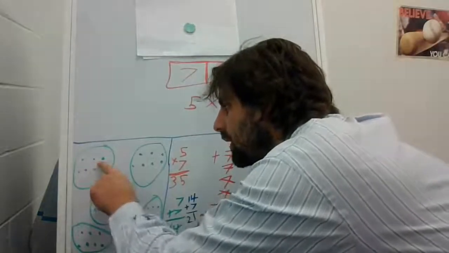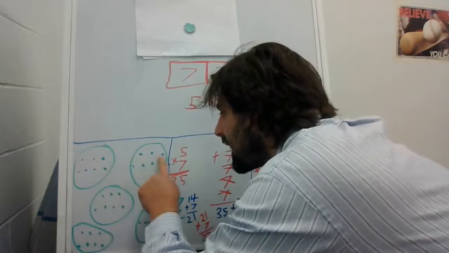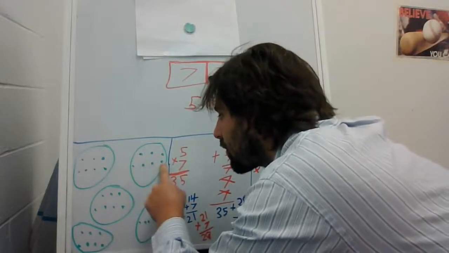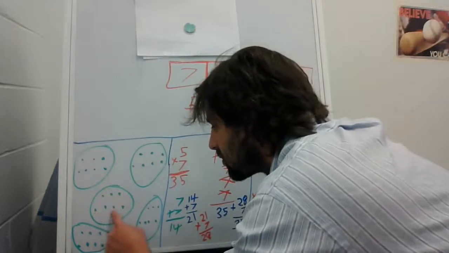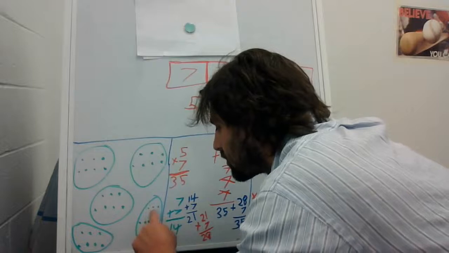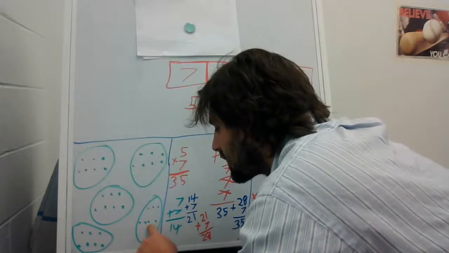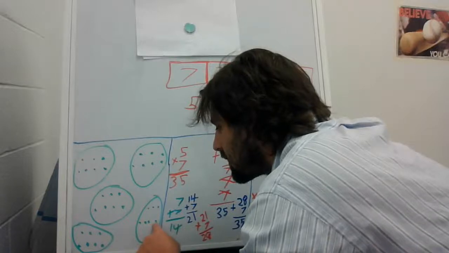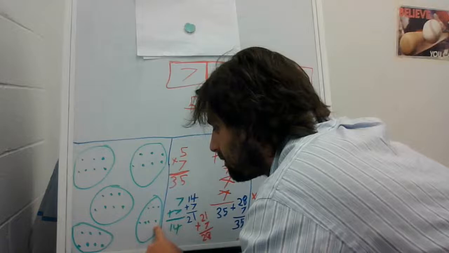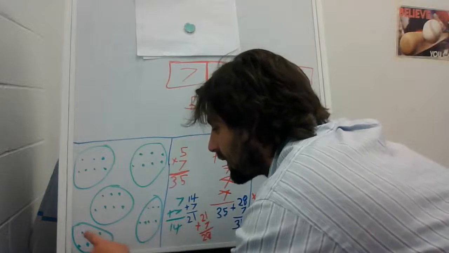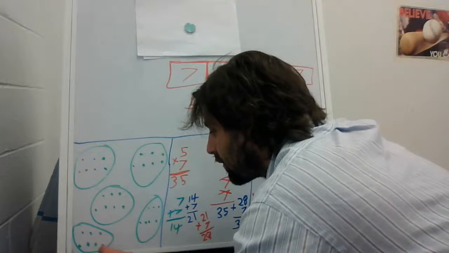1, 2, 3, 4, 5, 6, 7, 8, 9, 10, 11, 12, 13, 14, 15, 16, 17, 18, 19, 20, 21, 22, 23, 24, 25, 26, 27. I might have to count again. I might have miscounted. 28, 29, 30, 31, 32, 33, 34.